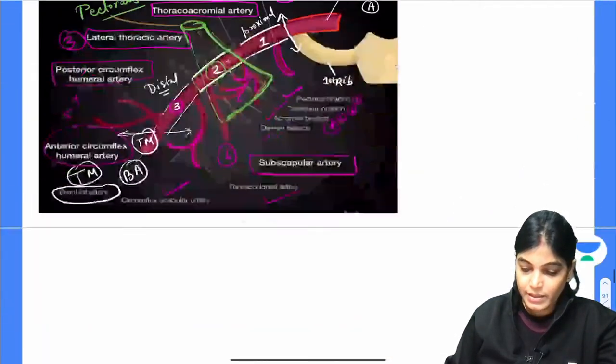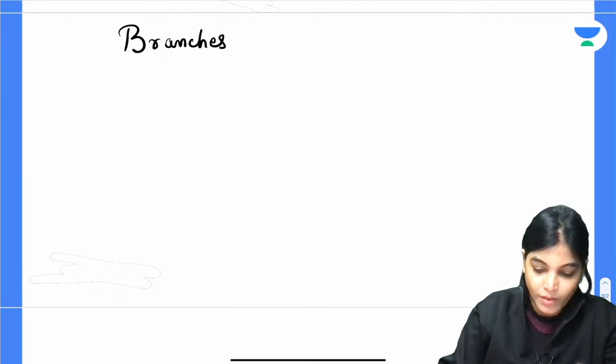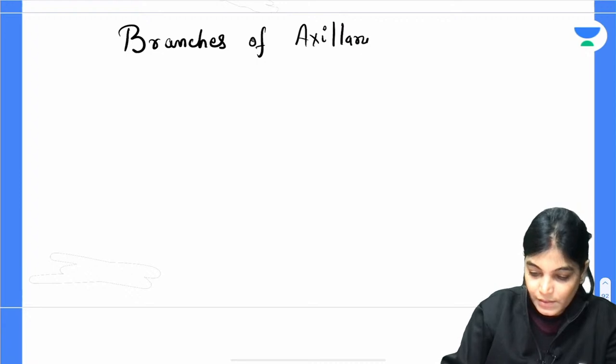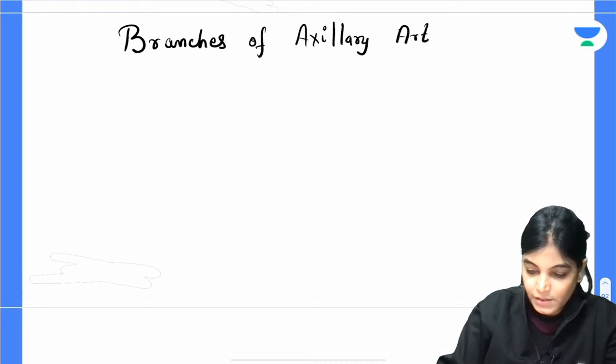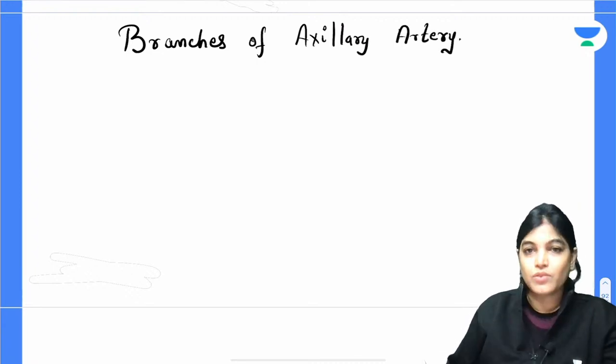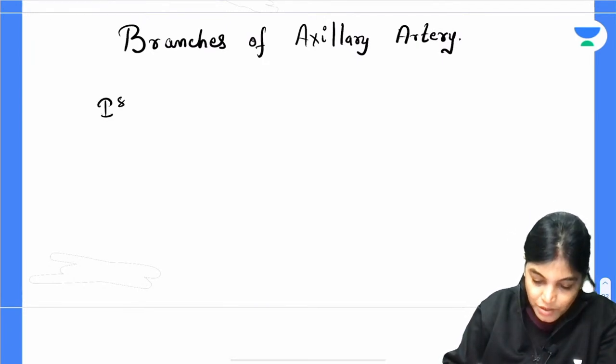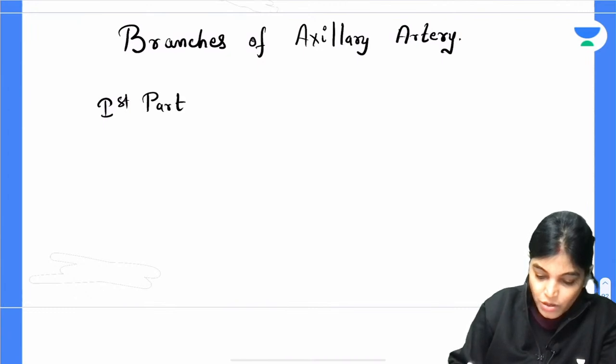Okay, so now write down the heading: branches of axillary artery. Branches of axillary artery. Now coming to the first part of the axillary artery.